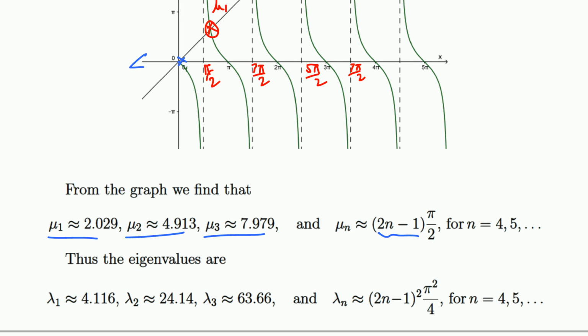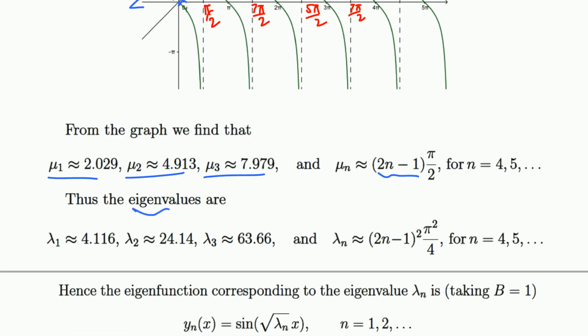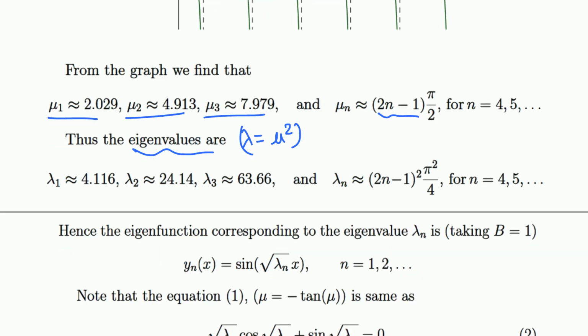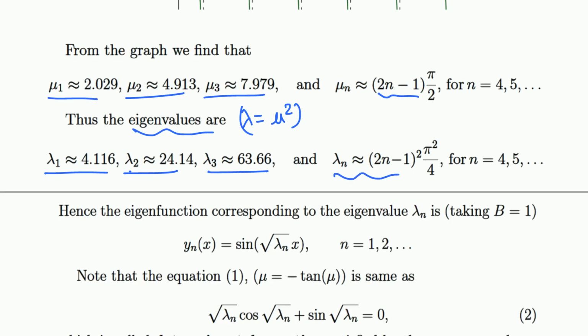Okay, these are mu. That means our eigenvalues, that's lambda, because we assumed lambda is mu squared. So we square them. That means lambda 1 is the square of mu1, lambda 2 is this, lambda 3 is this, and for large n, mu n is very close to this.